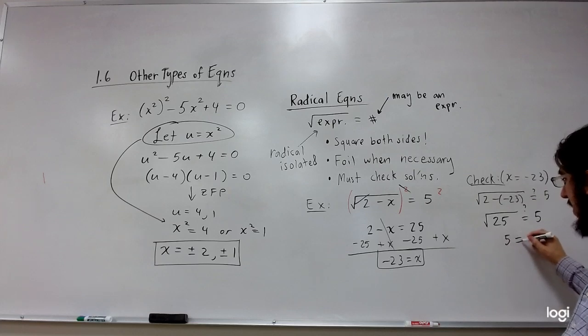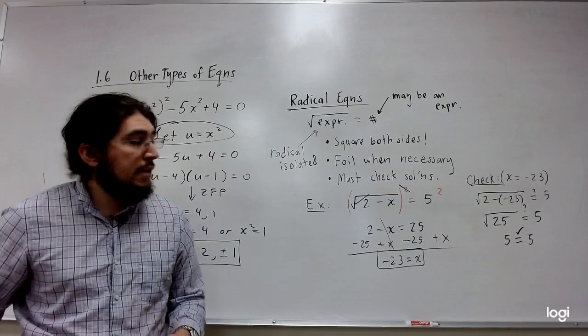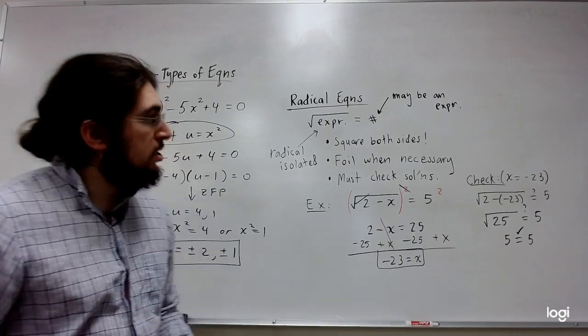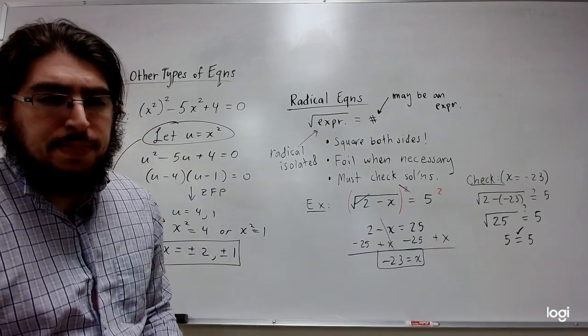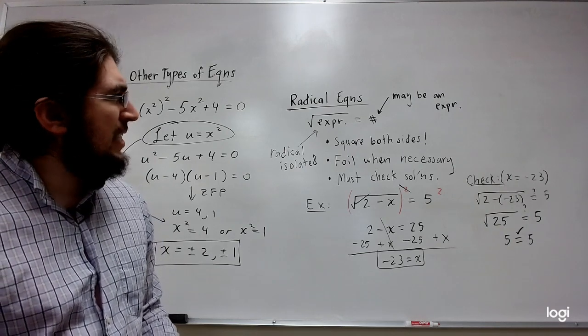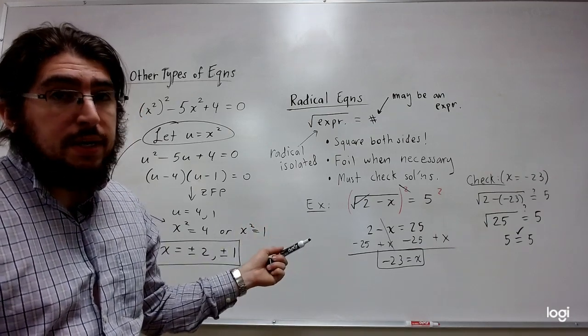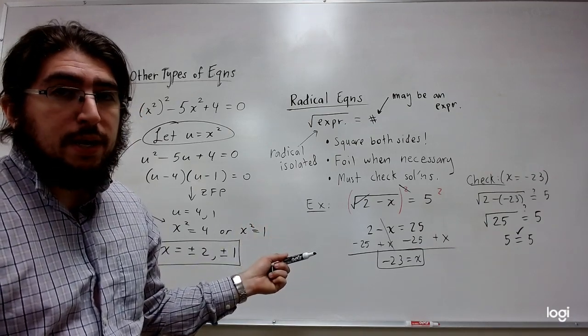That is indeed 5, so 5 is equal to 5, and it checks out. And now we're going to see another example of this. But to see another example, we're going to have to see certain cases. The next case I think we're going to want to look at is when we don't have a number on the other side, but an expression. And let's see what happens right now.